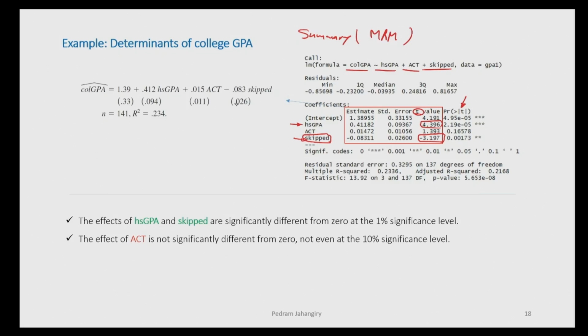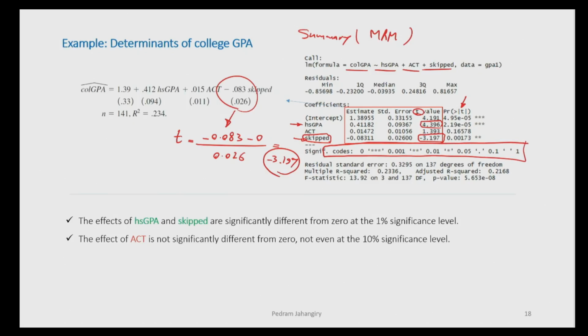So for instance, let's do it for skipped. So what is the t-value for skipped? It's going to be minus 0.083 minus 0, if you're testing it against 0, divided by 0.026. If you do the math, you will get minus 3.197. But automatically, you can read these numbers from the output table. And the nice thing about this output table is that there is this number of stars here that you can use.